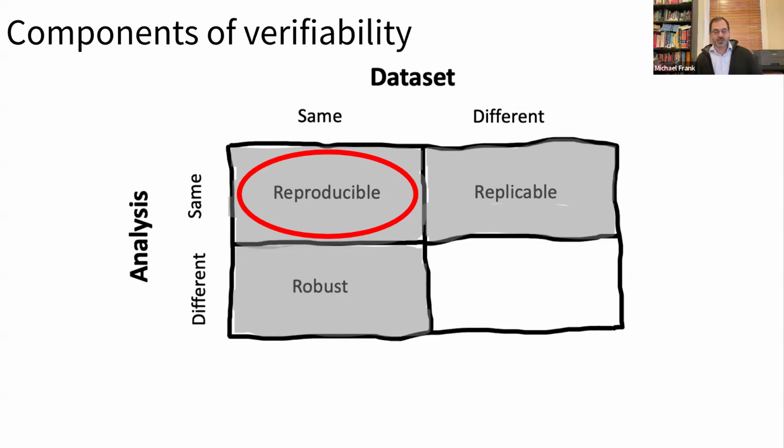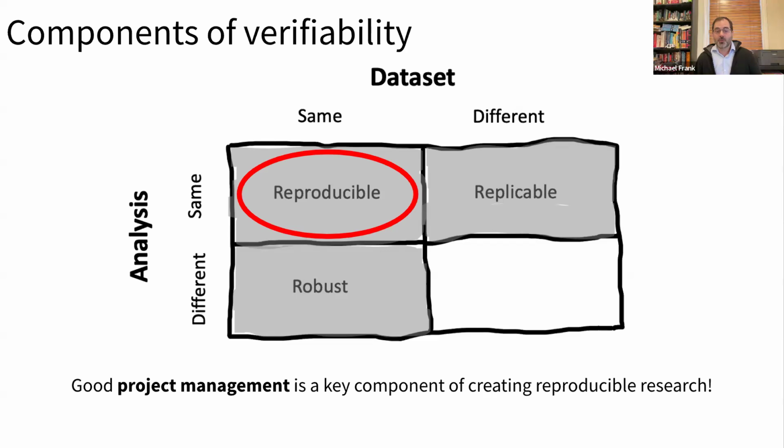So today we're going to be focusing on reproducibility. That is, how do we make sure that other people, and us as well, can get the same findings on our data set? Now, that wouldn't seem like it would be hard, but it turns out it's actually a challenge. And the key thesis today is that good project management is going to be a key component of creating reproducible research that in turn is a verifiable contribution to the scientific knowledge base.